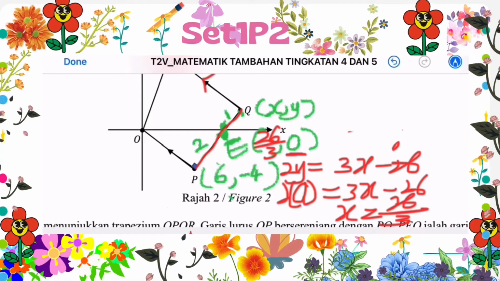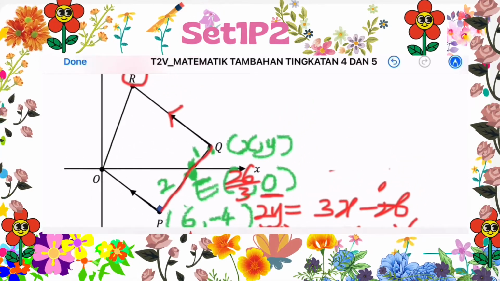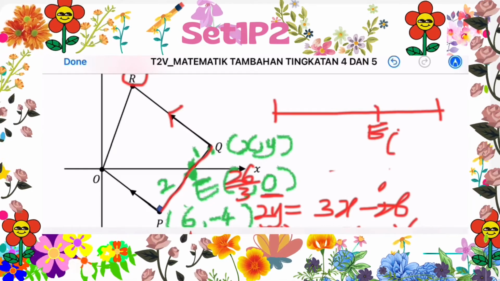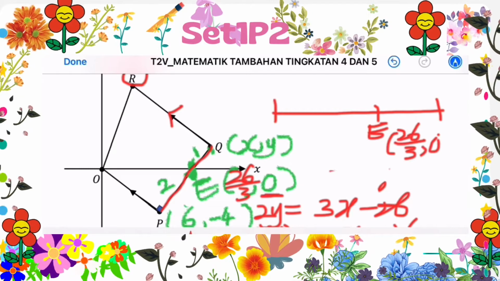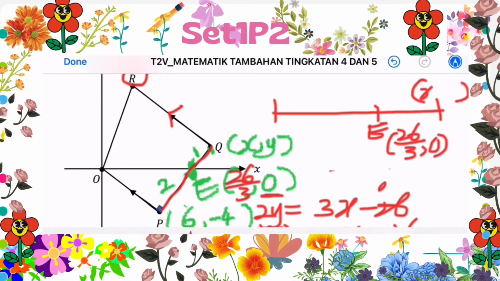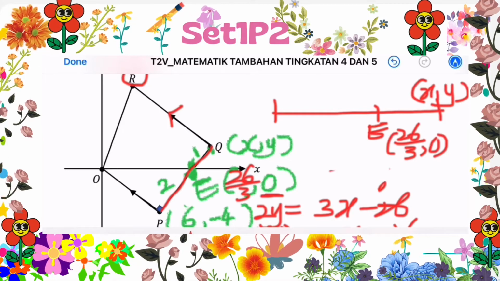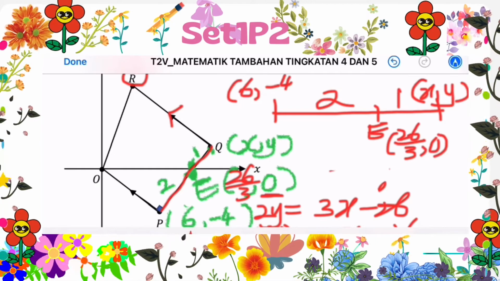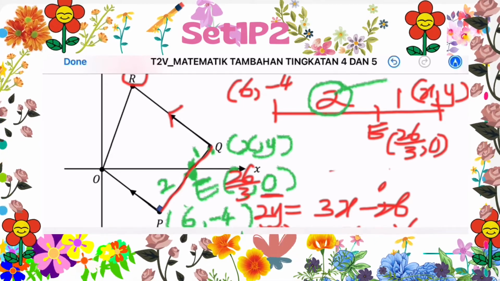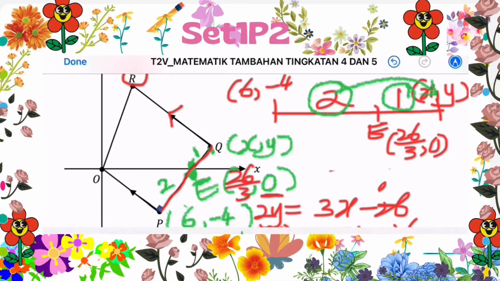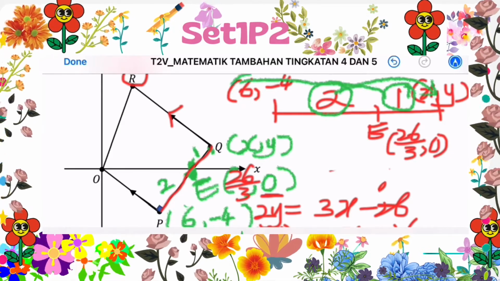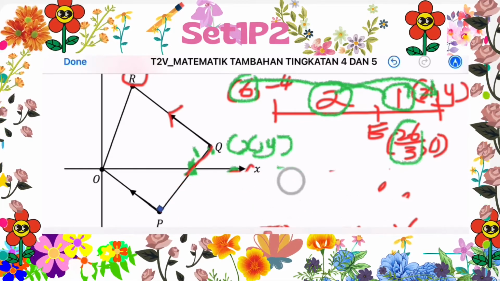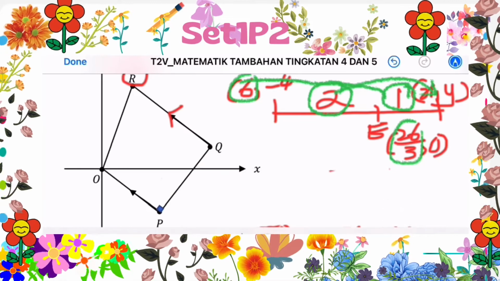So with that, we can find the point Q. Let me do it like that. Okay, I'm going to draw horizontally. This is point E, 26 over 3, 0. This point is x, y is not given. This point is 6, negative 4. And the ratio here is 2, 1. Now I'm going to cross multiply. 2 times x, and then 1 times the 6 here is equal to this, right? So let's get it solved.